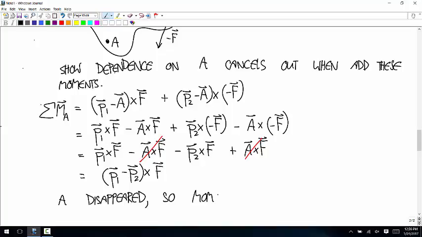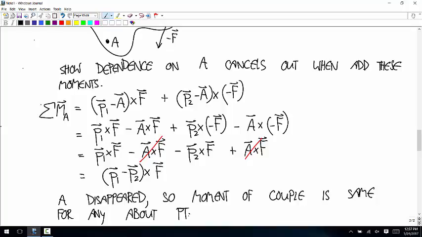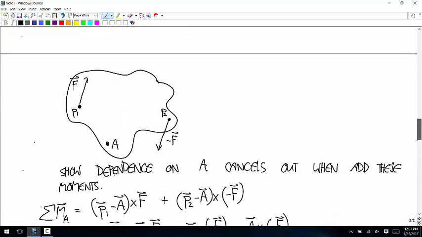So the moment of a couple is the same for any about point. Same answer if you switch to... Yeah, that's a good question. So yeah, there's some sort of funny stuff here that you have to kind of make sense out of.